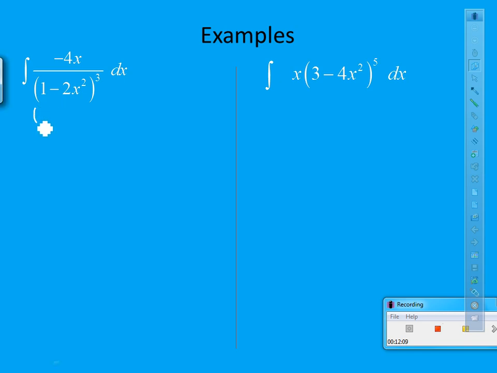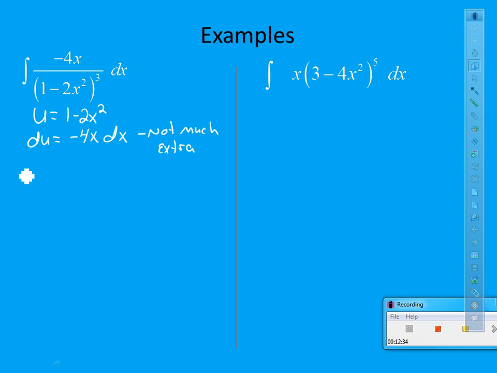I'm going to let u equal 1 minus 2x squared. That means du is going to be negative 4x dx. I'm going to look and hope to see a negative 4x dx. I do. So not much extra. I don't have to work with the fancy number on this one, but I will over here.